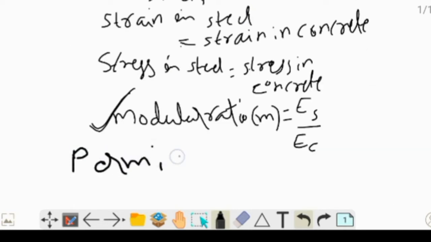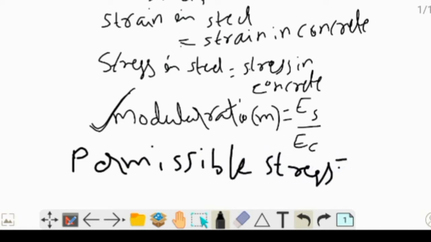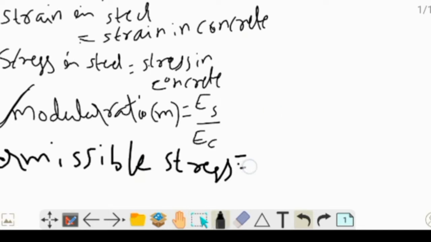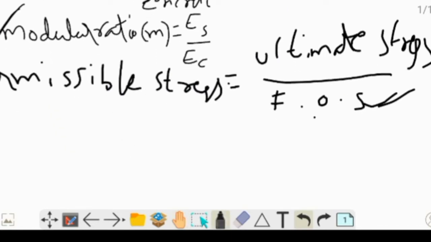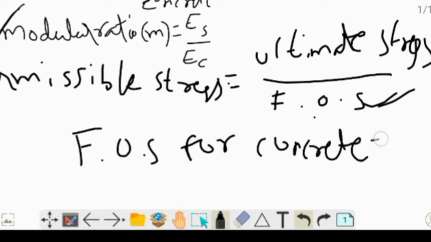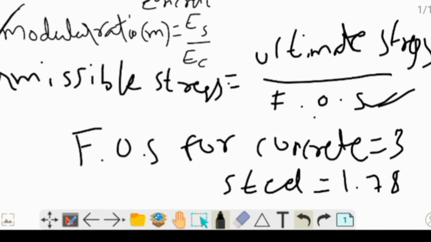In the working stress method, permissible stresses are obtained by dividing the ultimate stress by the factor of safety. The factor of safety value is different for the working stress method and the limit state method. In the working stress method, the factor of safety values are 3 for concrete and 1.78 for steel.